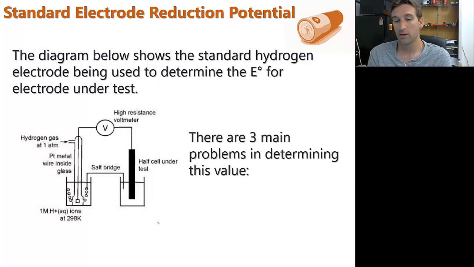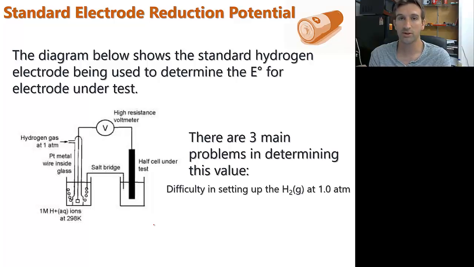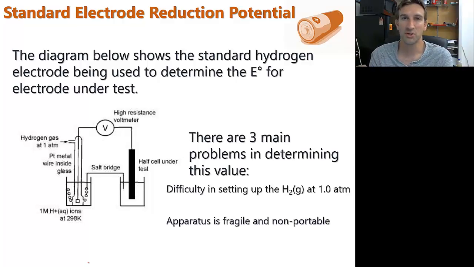So it's really challenging. It's really difficult to accurately get this value. Some of the challenges that we find are just setting up the hydrogen to be 1 atmosphere of pressure. As more hydrogen gas is created, or as hydrogen gas is being taken away, it's hard to equalize that pressure value because the amount of gas is constantly shifting. Also, it's a glass tube with a platinum wire inserted through it, so it's fragile and it's not easy to move around. It breaks very easily.